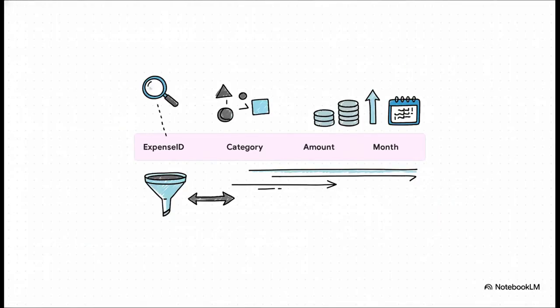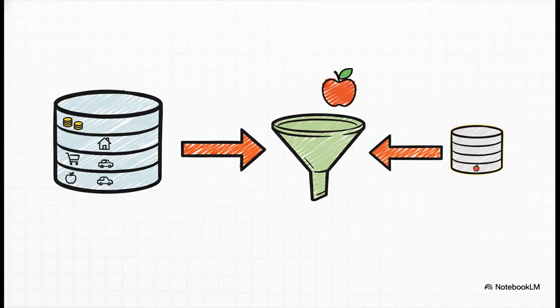To really see how this works, we're going to use the simple expenses table for all our examples. It's got an ID, a category, an amount, and the month for each expense. Nice and easy. Okay, here's our very first query. We're telling the database, hey, select all the columns, that's what the little star means, from our expenses table. But then, here comes the magic part, where the category is equal to food.